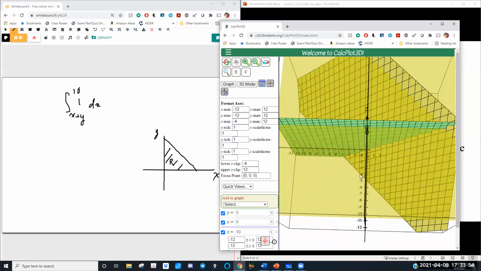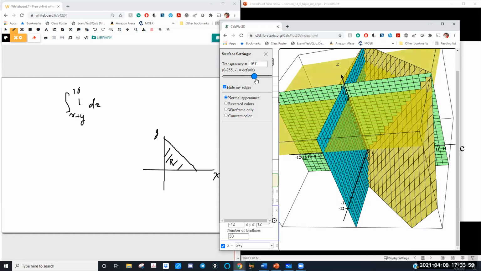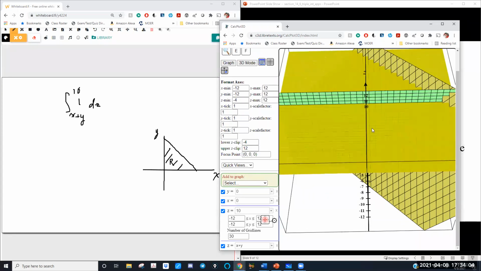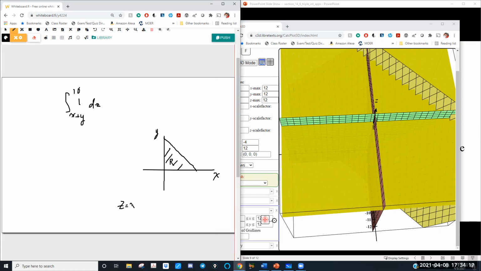So I'm going to go back to the 3D, and let's make that a little bit less transparent because I want you to see something. Look at what's happening there. The plane x plus y is intersecting the plane z equals 10. That means this line of intersection is the intersection of z equals x plus y and z equals 10. To intersect those, we just set them equal to each other. And that is the equation of this line.